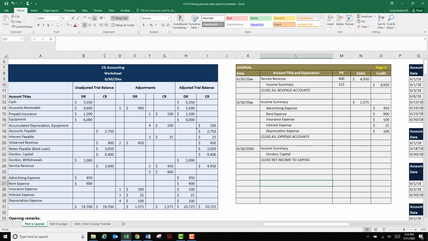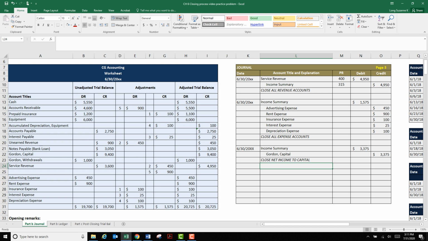Now, how much? Net income. So now you can do this either way. I'm going to do it this way. I'll do it in the debit. This minus this, net income, and then a cell reference.